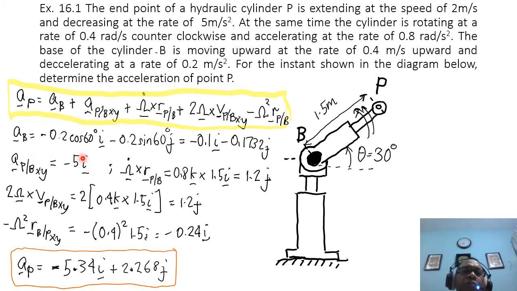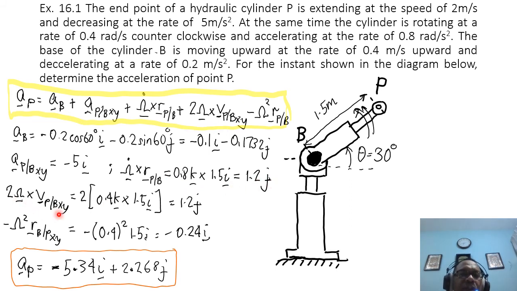So AB is minus 0.2 cos 60. Where do I get this? This is from the resolution of the components of the deceleration of B, and we find the component of i and j is minus 0.1732. And then we get the relative acceleration is minus 5i. P is slowing down at minus 5 meter per second squared. And then we have omega dot cross. Omega dot is 0.8k cross the position vector 1.5i. Got 1.2j.